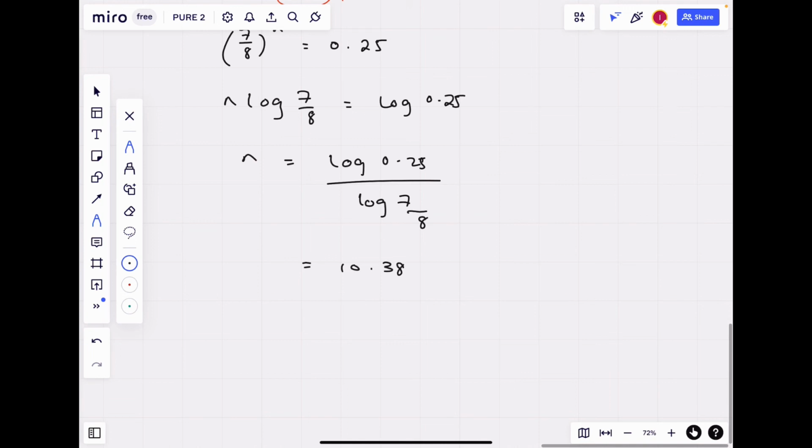So when n equals 10.38 you get 180 exactly, which means n equals 11 because n has to be an integer. 10 would be less than 180 for the sum. 11 would be just over 180 for the sum. And there you go. Sum to infinity.